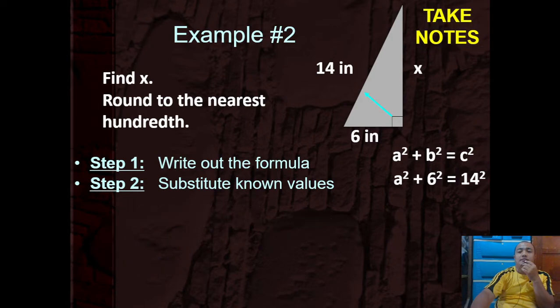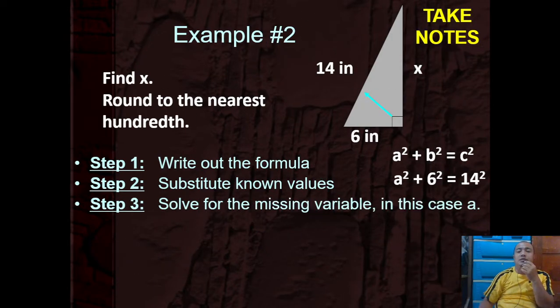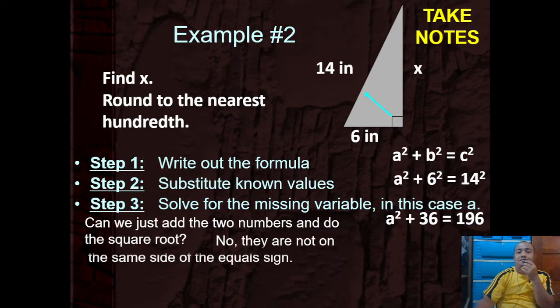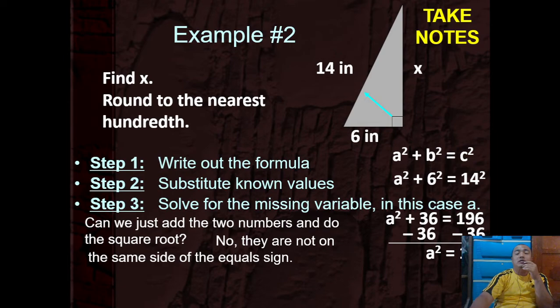Step 3 na tayo. Solve for the missing variable, in this case, a. So, square mo na yung 6. 6 times 6 is 36. 14 times 14 is 196. So, a squared plus 36 equals 196. Subtract both sides by 36. Do we just add the two numbers and do the square root? No, they are not on the same side of the equal sign. So, transpose natin. 196 minus 36 is 160.